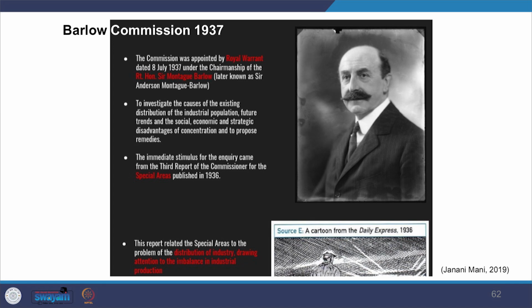Moving on, we see in 1937, Barlow's Commission for the distribution of industrial population under the chairmanship of Sir Montagu. So, we are now at the verge of World War II, and we are seeing rapid urban industrialization here, and also a disbalance between the rural and the urban context. So, this committee was formed, which was required to see the socioeconomic or strategic disadvantages arising from the concentration of industry in large towns and measures to be taken in the national interest.